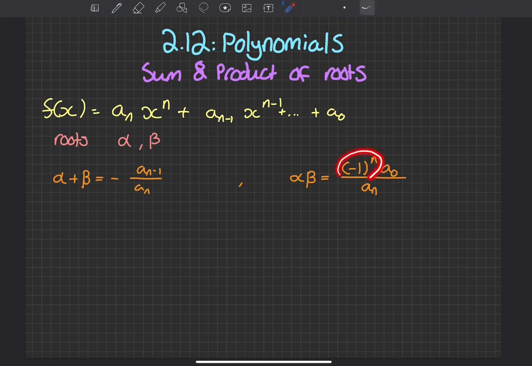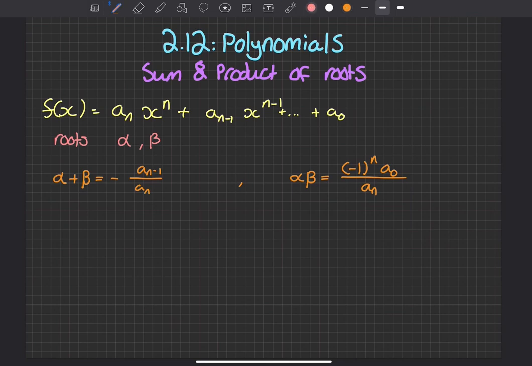And this minus 1 to the power of n basically means that if n is an odd number, so 3, 5, 7, 9, whatever, this would be negative, okay? And if n is an even number, this would be positive. You don't need to know this minus 1 to the power of n, just know that if it's odd, it's negative, if it's even, it's positive. Pretty simple.